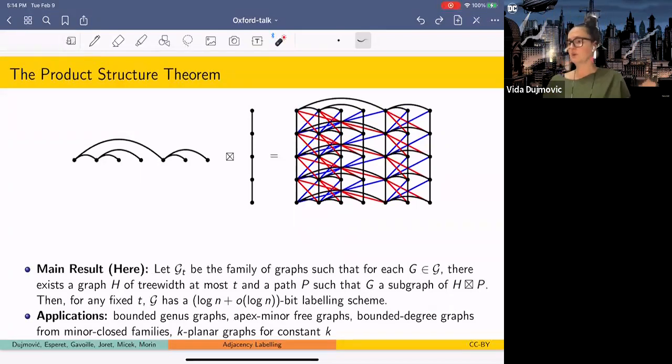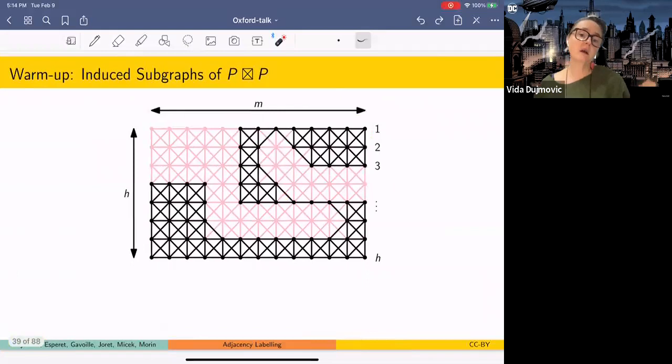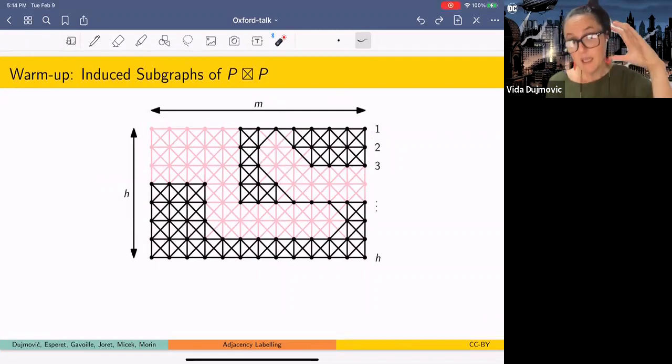All right, so how did we solve this? I'm going to try to give you some idea of how we solve it for something much simpler, which is just a product of 2 paths. So I'm looking at induced subgraphs of a product of 2 paths. Here's the family of graphs I'm looking at. And actually all the ideas are there. All the main ideas, everything that had to be solved, comes up in this.